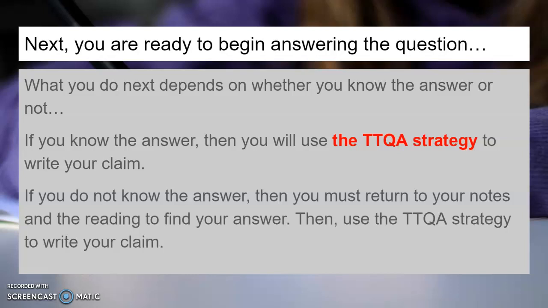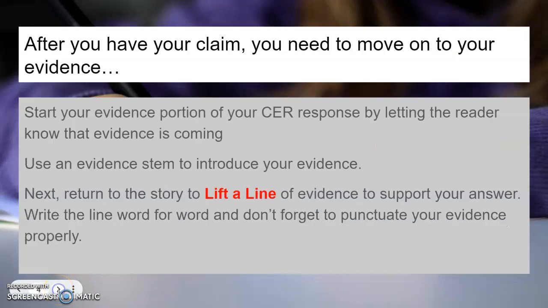Very often in a short answer question, they will tell you what paragraph they're talking about and they'll direct you to a particular part of the story. But you may need to reread part of the text in order to find your answer. And then, just as you would if you knew the answer, you're going to use the TTQA strategy to answer that and write your claim.